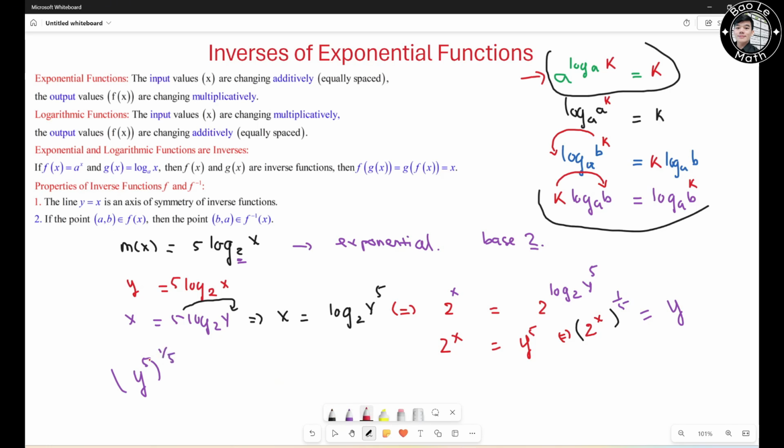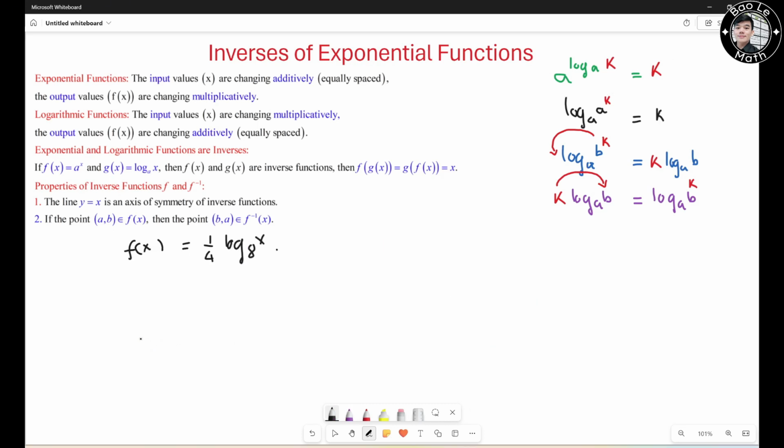And then the 5 cancels out. The answer must be y. That's why we have this. So now I'm going to multiply the powers. So it's going to be y equals 2 to the s over 5. Now I need to replace y with m inverse. So I have m inverse of s equals 2 to the s over 5, and that is the inverse function of the original function.